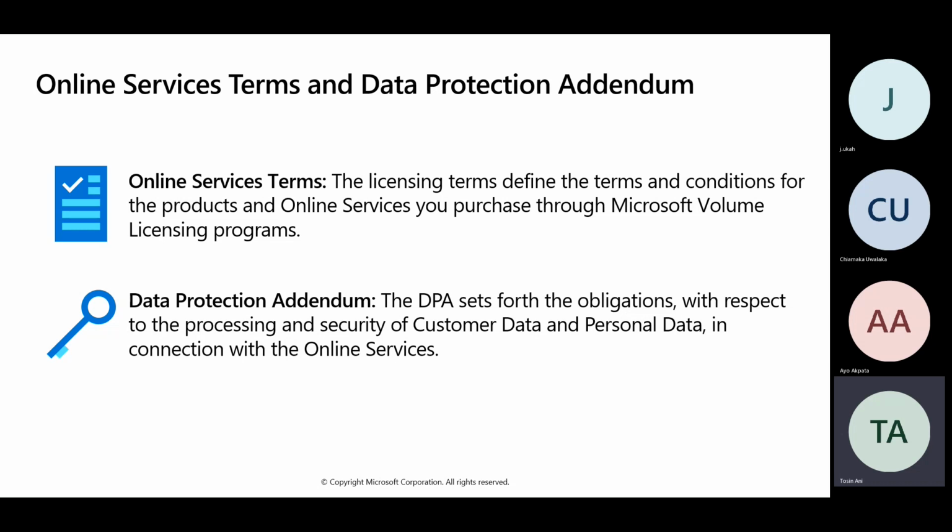So we equally have the Data Protection Addendum, DPA, and this one defines to us the data processing as well as security terms for online services. Now, the DPA usually will include things like compliance with law. It includes disclosure of processed data. It includes data security, data transfer, and so on and so forth. And that's what this DPA is all about.